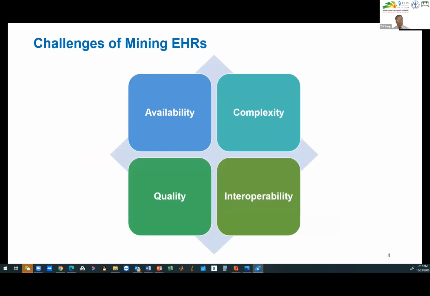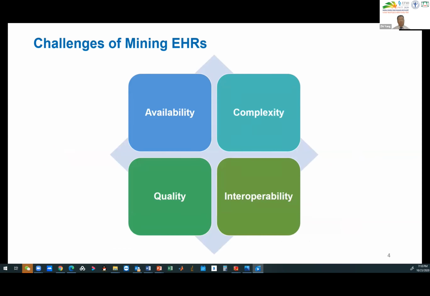When dealing with clinical notes, we will face several challenges. The first is availability. How to get this EHR data? It is still an unsolved problem. Who is the owner of this clinical data? Who has a right to use this data? Patients, hospitals, or government? And there is no standard to process this data before it could be ready for use.